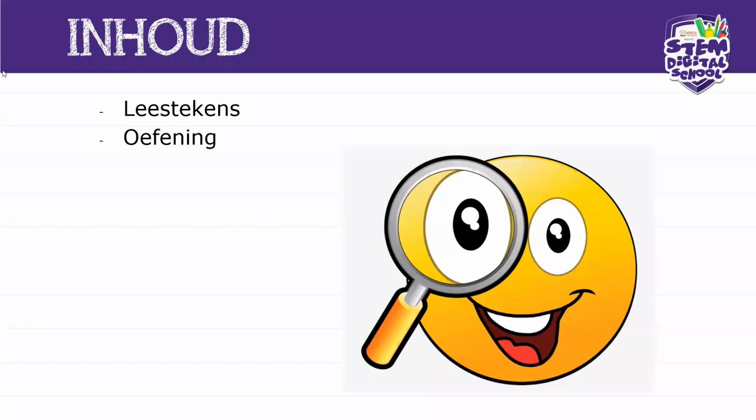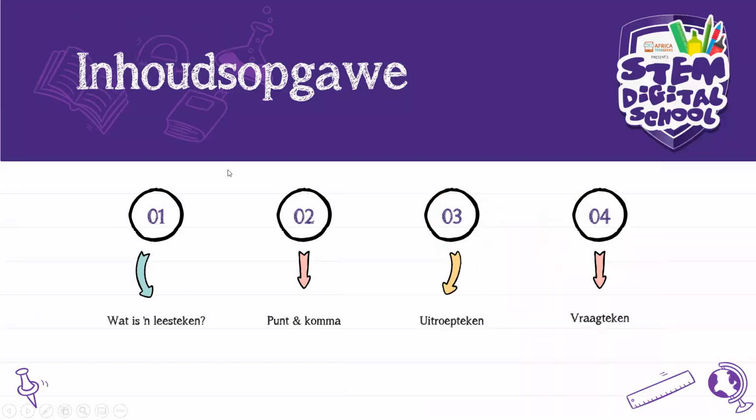And let's start. So leestekens, we're going to do a few of the leestekens today. Not all the leestekens, but some of the punctuation in this chapter. So we're going to focus on, for instance, punt en komma, which is the full stop and the comma, uitroepteken, exclamation mark, and vraagteken, the question mark. So we're going to focus on that.